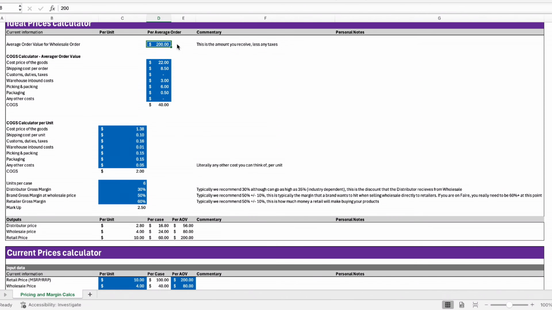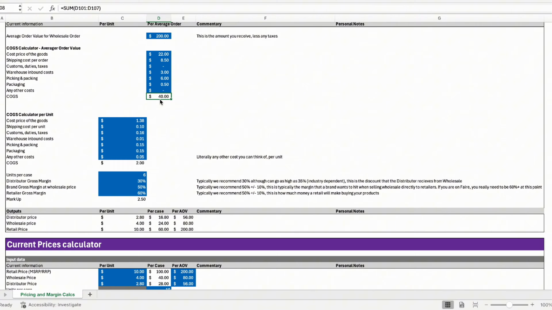So we've included this calculator here as well. Collect up all of the different cost prices that are involved in your COGS. In this particular example, we've got $40 for the COGS. That means the distributor price is $56, the wholesale price is $80, and the retail price is then going to be $200. So you've got a pretty good way to work out from top to bottom what the price is going to be for each individual aspect: the distributor price, the wholesale price, and the retail price, and what that's going to ideally give you. And all you need to know for that is what your COGS are and then what the ideal margins are.